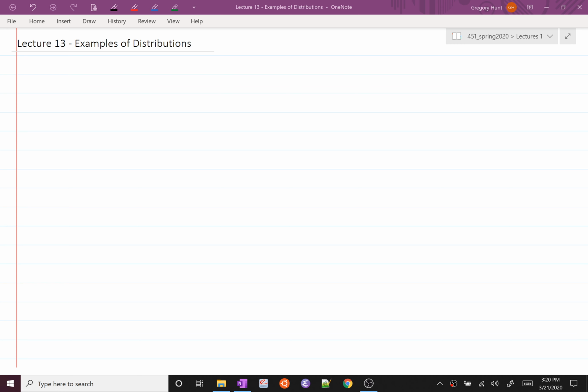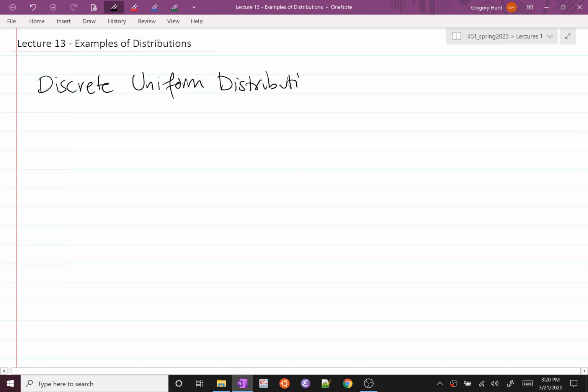And we're going to start simple. We're going to begin talking about the discrete uniform distribution. This is one of the simplest distributions. It's a distribution where we have values distributed discretely over some interval.